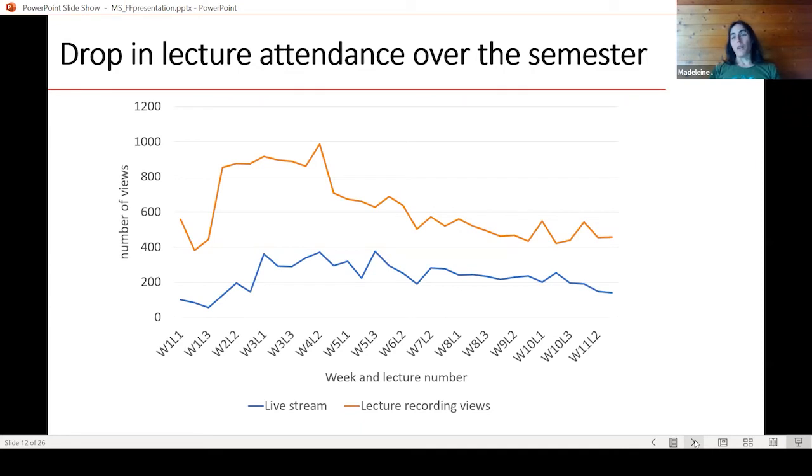For face-to-face, we don't have any data. We do not take the roll in our in-person lectures. But with online, of course, they're logged into the learning management system. We know who's there. We know whether they're attending the live stream or watching the recording. So here you can see in blue is the number of views of the live stream.